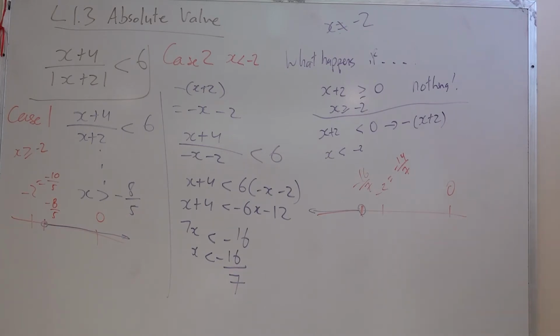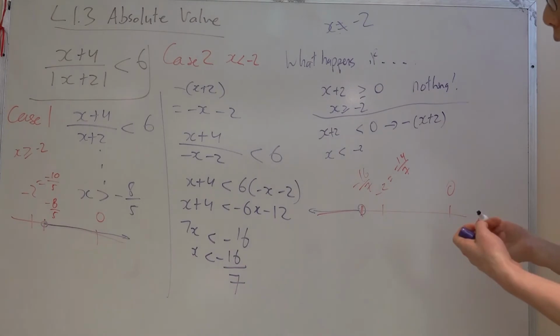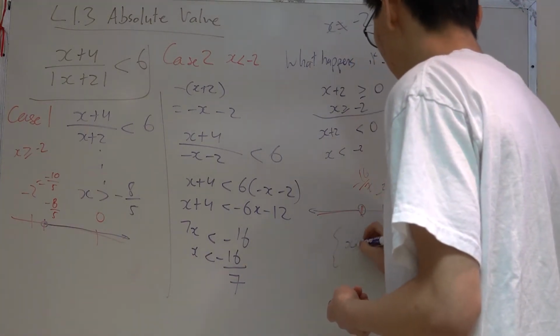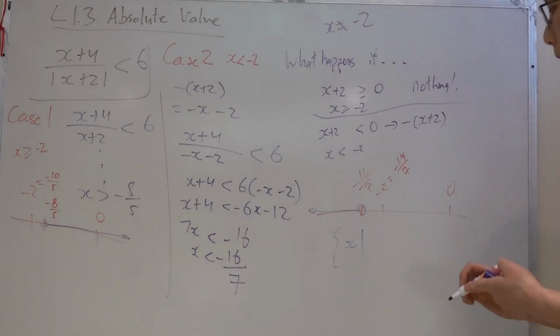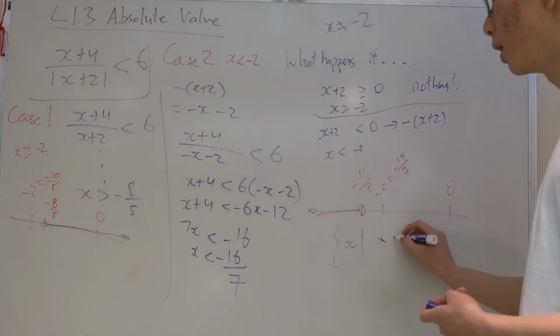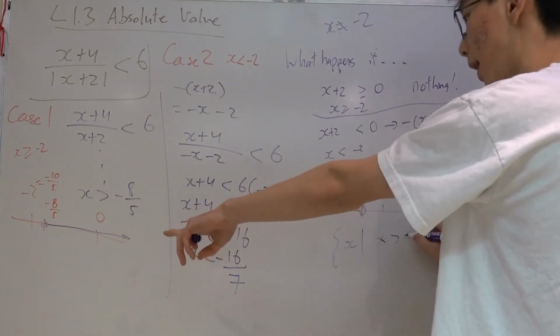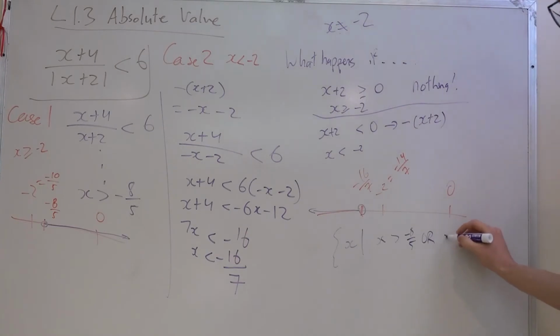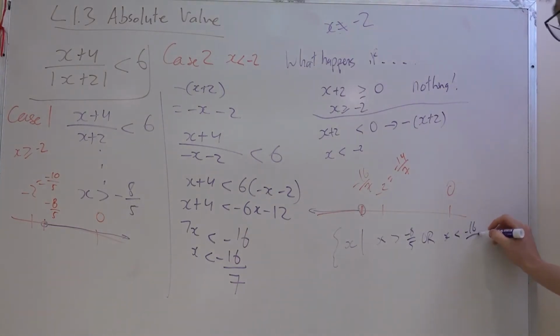So our answer, we will write in set notation. This is where set notation becomes really important, because it's really difficult to write this in interval notation. Set notation is just much easier to do. So we're looking at the set of x values such that x is greater than negative 8 over 5, or x is less than negative 16 over 7.